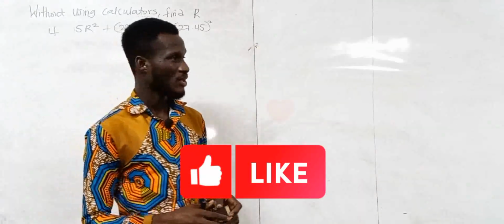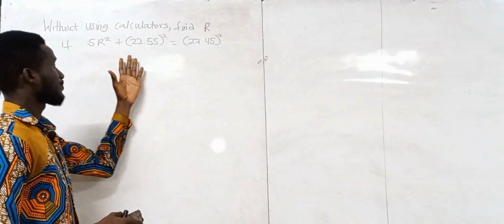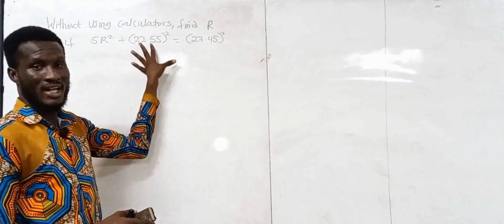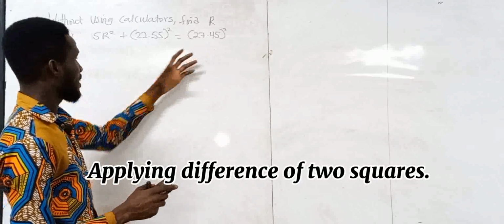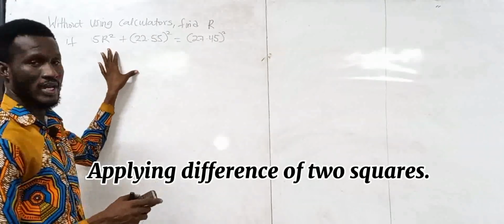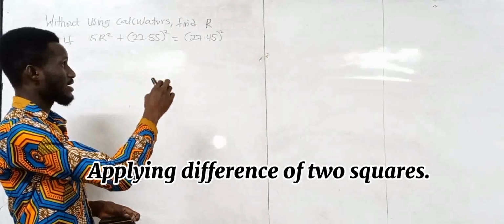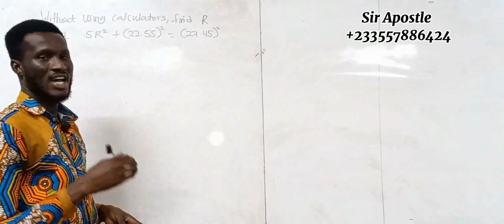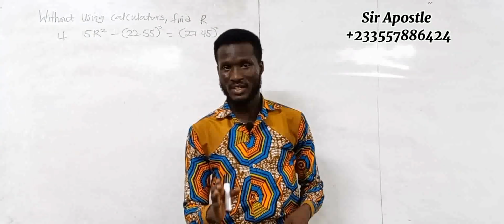Now today we are coming to look at this question. We have to find the value of R without using a calculator. Yes, you have to find the value of R without using a calculator. Now this is the question. We have 5R squared plus 22.55 squared equal to 27.45 squared. Now we are solving this question in a standard way without using a calculator.